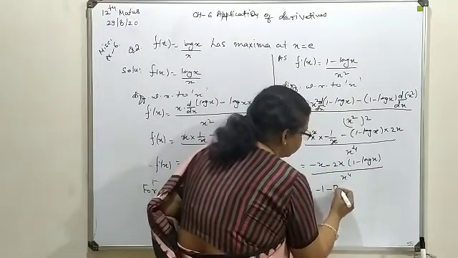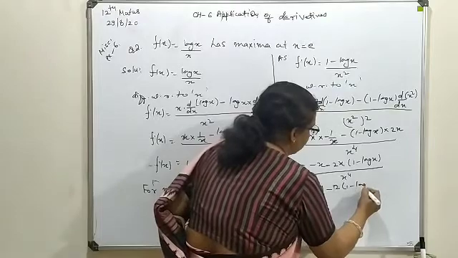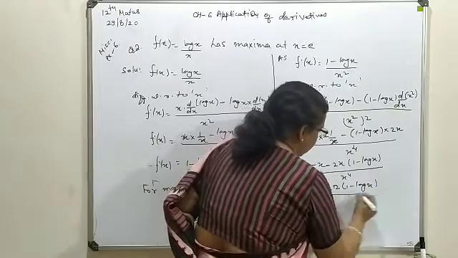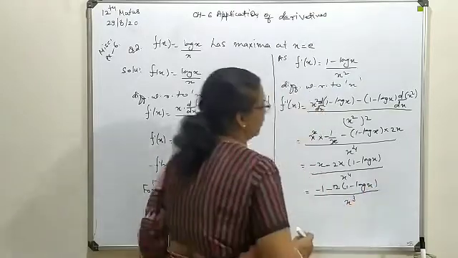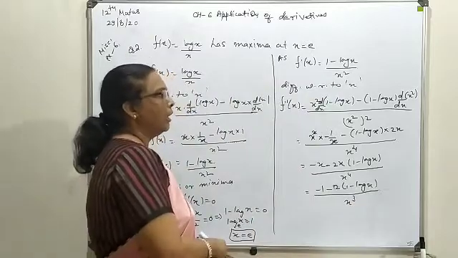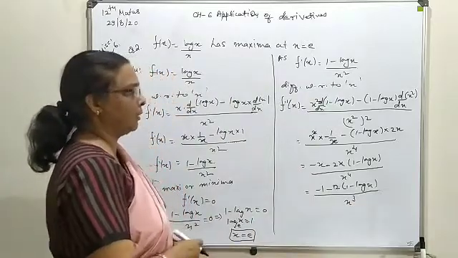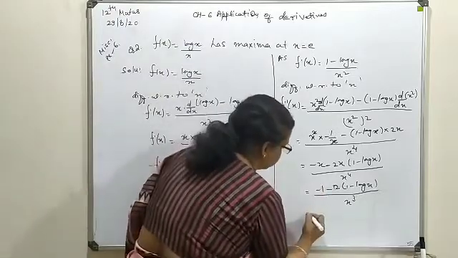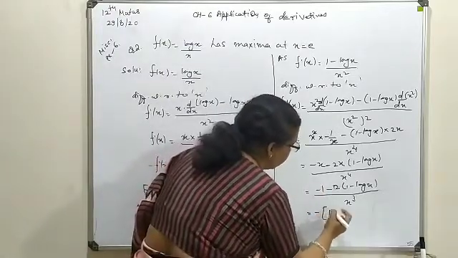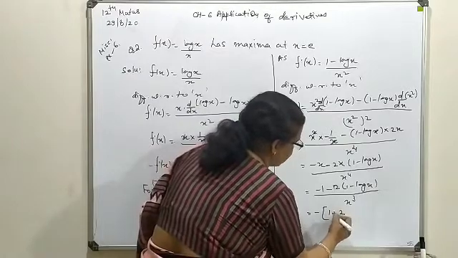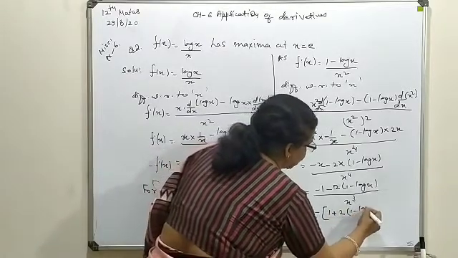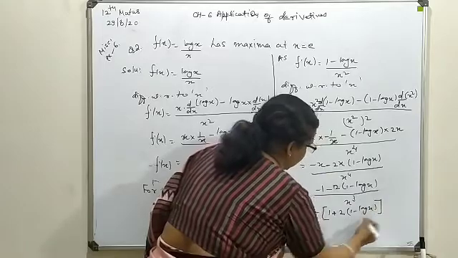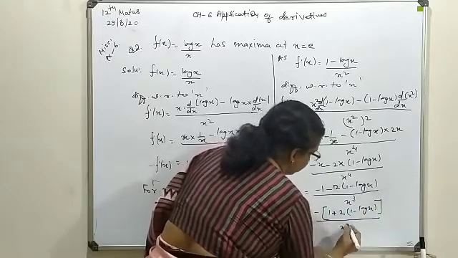2, 1 minus log of x. Here x we have taken common, so it is your x cube. So this way the solution you can write it down. Now here you can see minus you can take common. So 1 minus 2 minus minus plus 1 minus log of x over x cube.